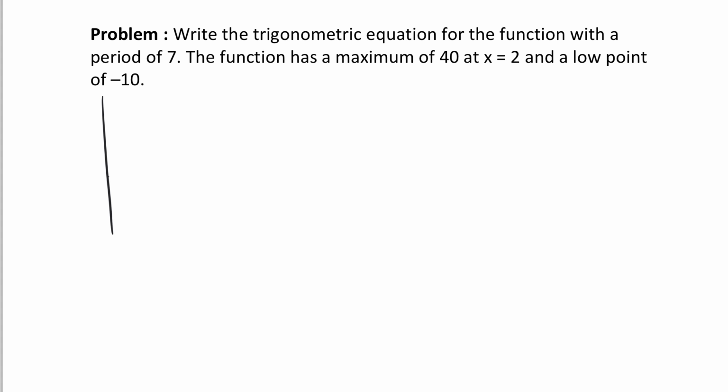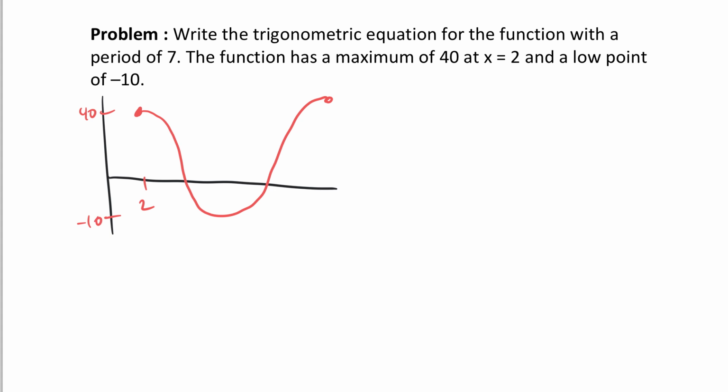So to draw it is, well, kind of easy because we know there's a maximum right here. This is at 40 and 2. And then we know it's going to go down, so something like that. And we know the low point is down here at -10. There's so much information here. I guess maybe one other thing we could add is the period is 7. So I guess this point over here will be 9, right? 2 plus 7 will be 9. So that's how we know that x value. But I think we have everything we need.